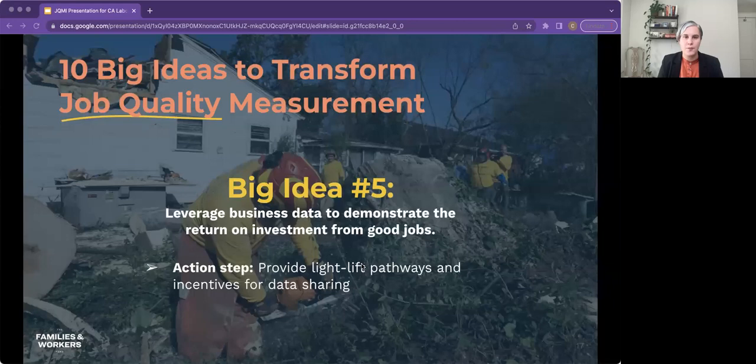Big idea number five is to leverage business data to demonstrate the return on investment from good jobs. As we emerge from the heart of the pandemic, businesses are seeking new strategies to attract and retain talent, which gives us a window of opportunity to support these employers to share and use job quality data and to spark a race to the top to improve jobs. Workforce providers and commercial platforms and other partners, including federal agencies, can provide light lift pathways and incentives for data sharing, such as offering information on marketplace or competitor trends to companies in exchange for their data. Some of the partners in our job quality measurement initiative are working to develop a simple scorecard that businesses can use to better understand their job quality performance in order to figure out ways that they can better attract and retain talent.